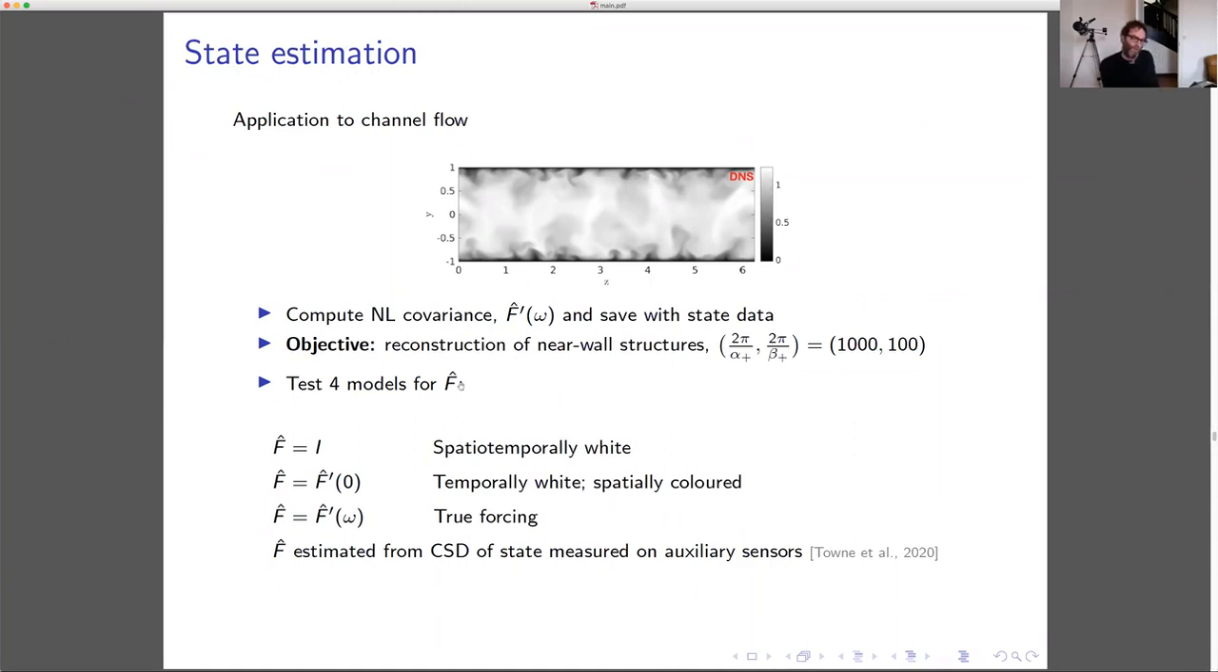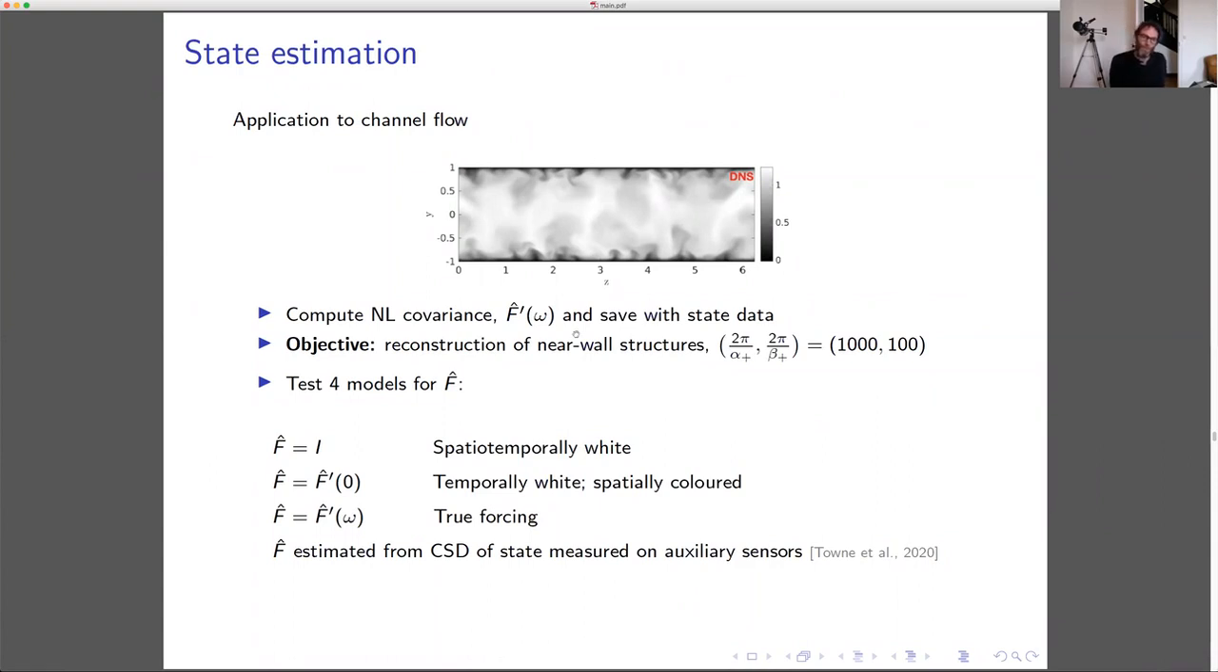So we test four models for the nonlinear statistics. The first is the identity, which is what's often used. If you do it this way, it corresponds to the most common use of the Kalman filter, I guess. So spatiotemporally white forcing. We consider a case where we use the zero frequency component of the true nonlinear forcing F prime, which means that we're talking about a temporally white but a spatially colored forcing. And then we use the true forcing, which should provide us with the best linear estimate that is possible to do. And there's a fourth one, which amounts to using an estimate of the forcing statistics using auxiliary sensors and an approach developed by Aaron Towne during the CTR summer school a couple of years ago.